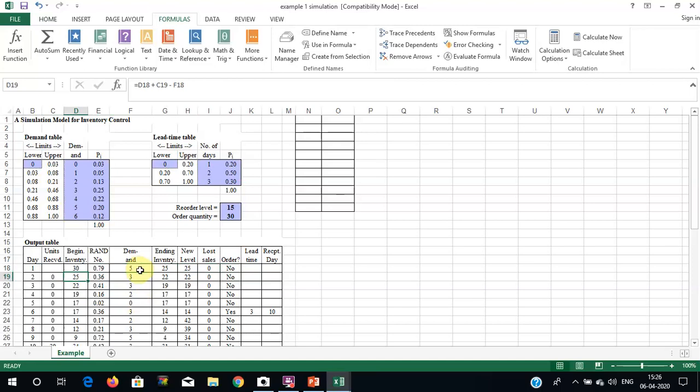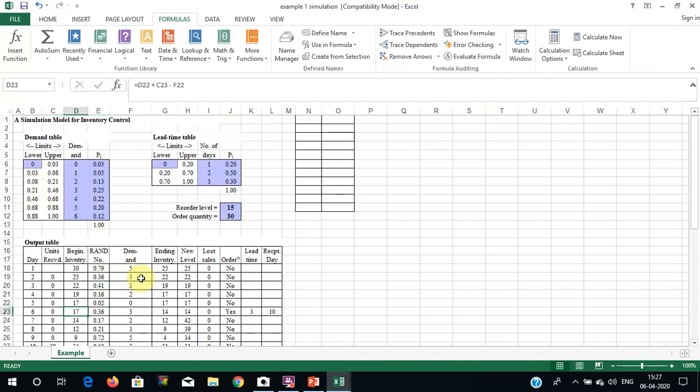Second day, you start with the 25 because 5 units were supplied. Random number generated 36, the corresponding from here to here, you can say 36 lies between here, the demand is 3 units. You supplied 3 units from 25 in inventory, you are left with 22, new level is 22 units in the inventory. Did you lose sales? No, because you supplied the 3 units. Do you need to order? No, because reorder level is not reached. You continue till day 6.